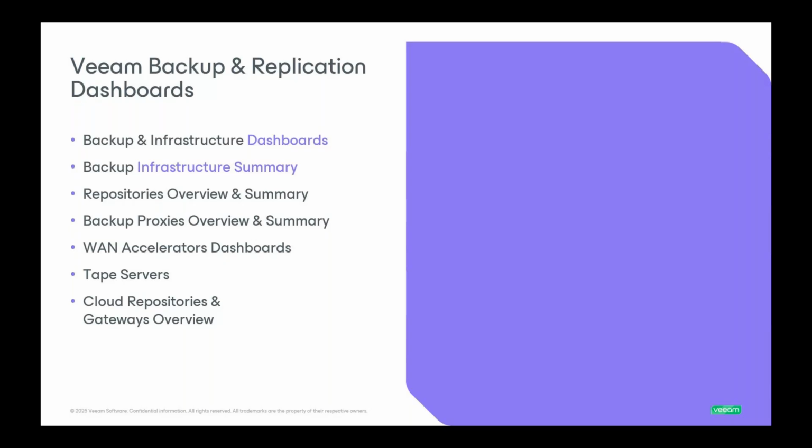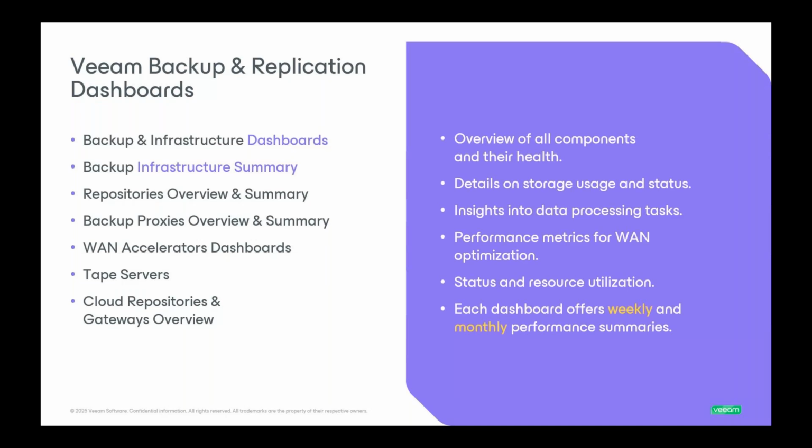And the information that we're going to be going through is health, usage, and status, and how active your proxies are processing tasks. Each dashboard has a weekly and a monthly view, so you can see them at a quick glance, and it just gives you that information on how hard a proxy is working, or how much data is in a repository versus free space. Let's jump over to the dashboards just so you can kind of see what I'm mentioning here.